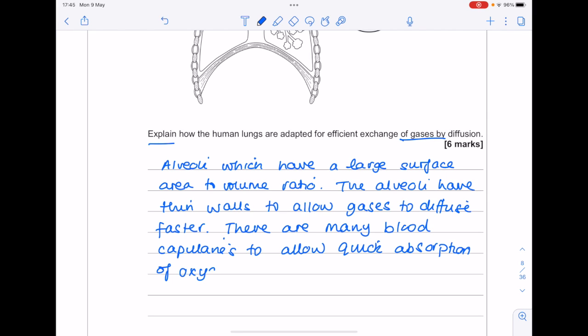So in terms of the marking points, I'm going to work out where we're up to. Mentioning alveoli is 1 mark. Large surface area is 2 marks. Thin walls is 3 marks. Allowing the gases to diffuse faster is 4 marks. Many blood capillaries is 5 marks. And to allow quick absorption of oxygen is 6 marks.